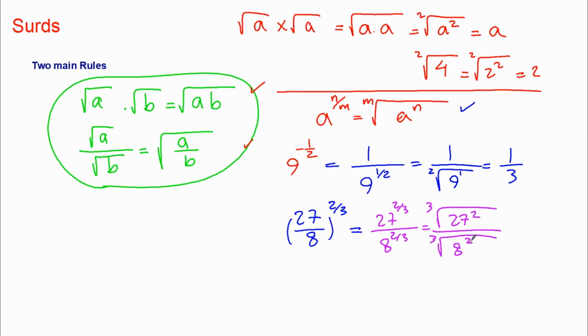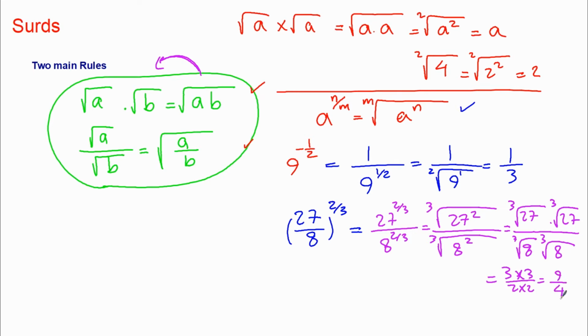If I reverse use the rules that we had, 27 to the power of 2 is 27 times 27. So I can write this as root 3 of 27 times root 3 of 27, divided by root 3 of 8 times root 3 of 8, because we have 8 to the power of 2, so I can write it twice and then separate that using this rule. So root 3 of 27 is 3, root 3 of 8 is 2. So the answer would be 3 times 3 divided by 2 times 2, which would be 9 over 4.